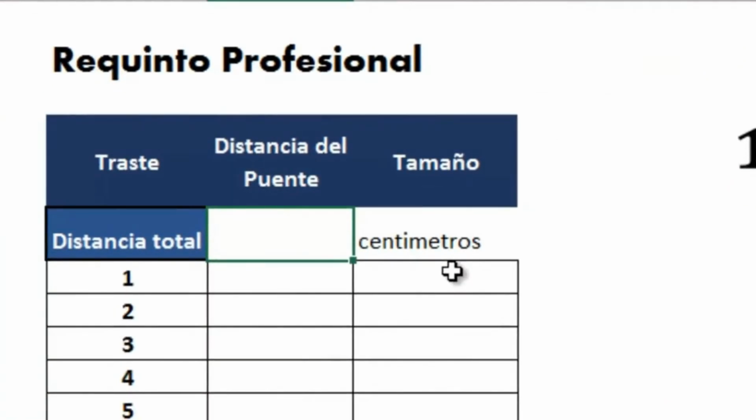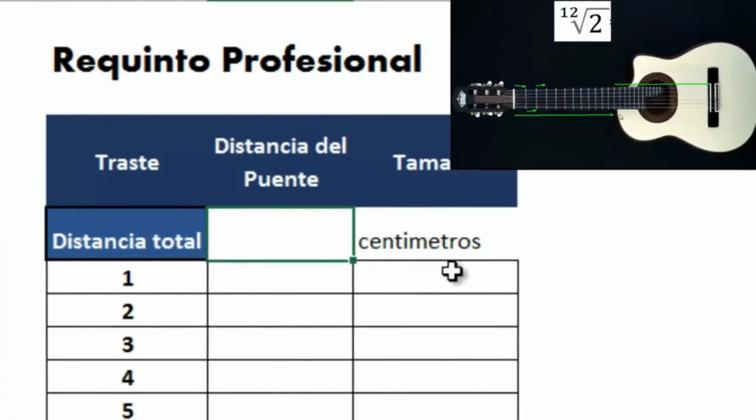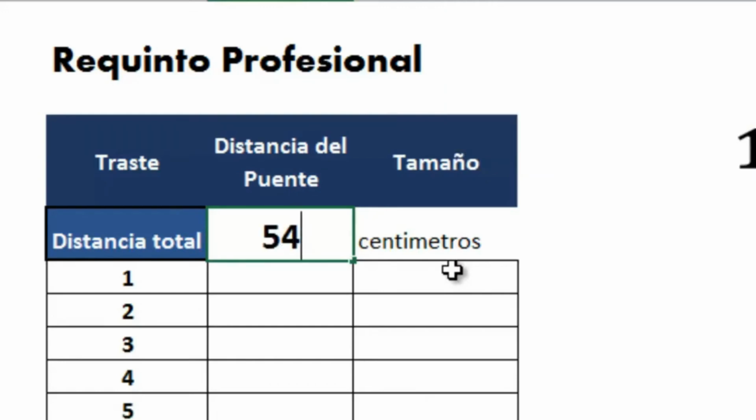Well, the first thing we are going to do is the total distance. The total distance of this requinto is, as I showed you in the photograph, from above where the head bone begins to the bone where the bridge is. That is what they call the scale length. This is the average distance; some may vary. If you have other distances, please leave them in the comments and we can recalculate the distances so that you can review your requirements.